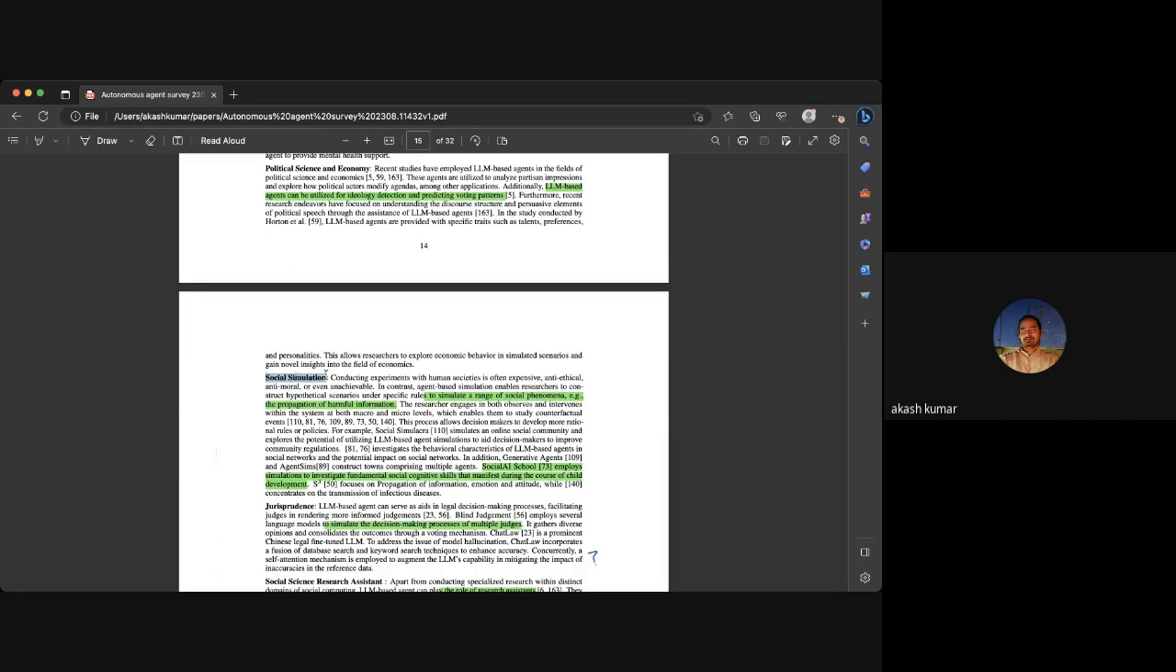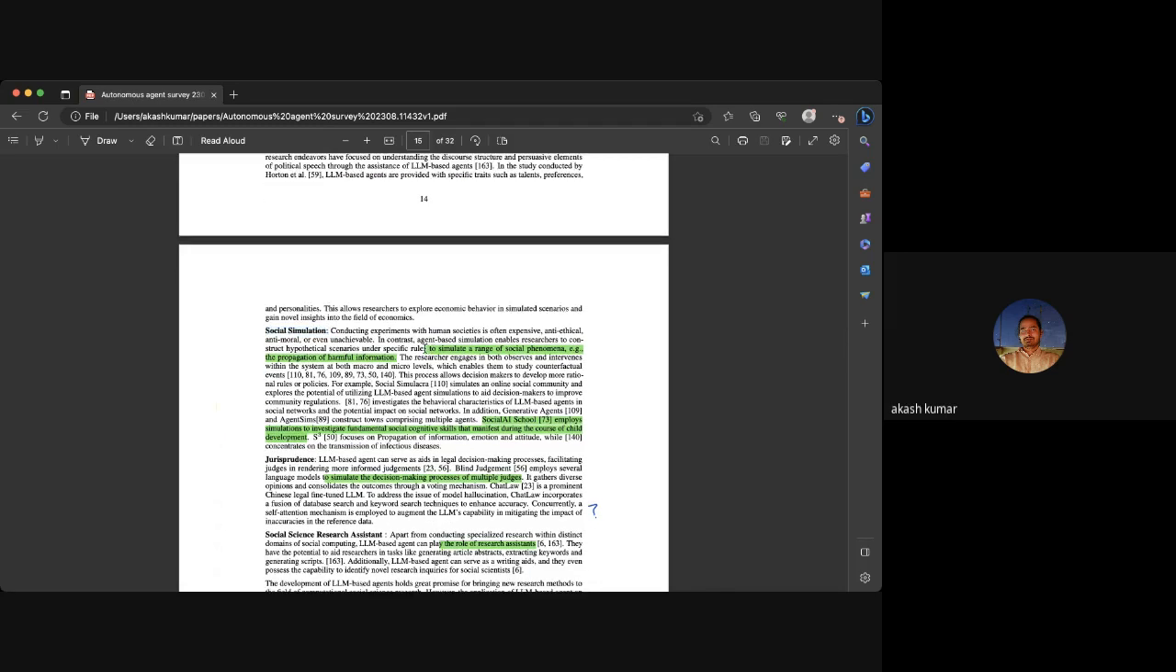Another place where it is being used is social simulations. LLMs are being used to simulate a range of social phenomena, like the propagation of harmful information. If you want to replicate such a scenario in real life, it is highly dangerous because there are real people involved, and you don't know how one piece of information can transform into something else, and how negative information can affect people. But for such scenarios, you can easily replicate them using LLMs without any thought that it might cause real harm.